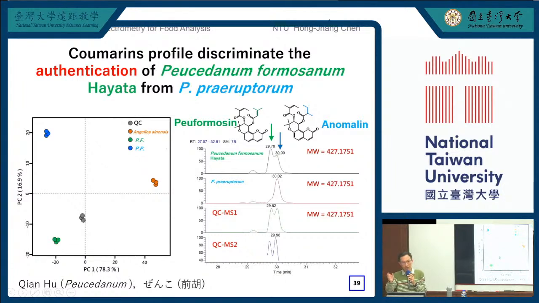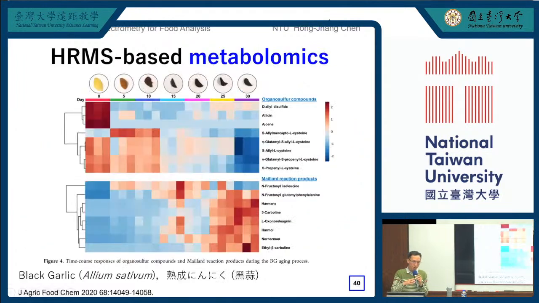Even an isomer, we can identify using LC, and then we can use MS data to confirm this experiment. Okay, so that's the application. This one is to focus on the quality of food. Previously, I just mentioned the food authenticity, but in this one, we focus on the quality.